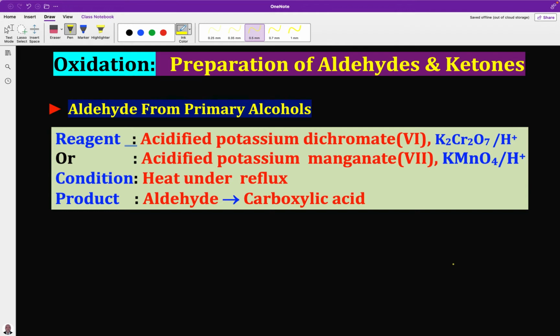But remember that the primary alcohol must be in excess. The primary alcohol in this process must be in excess. And this primary alcohol must be heated under reflux with either acidified potassium dichromate(VI) or with acidified potassium manganate(VII).